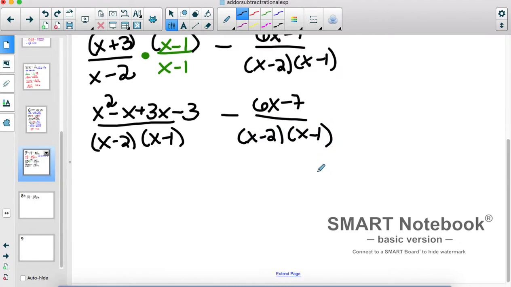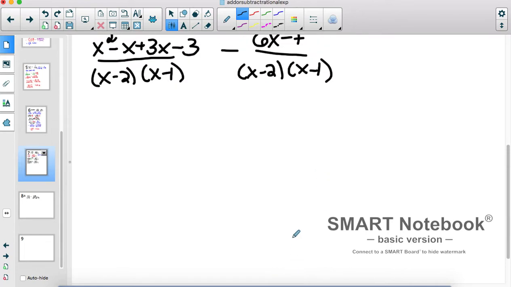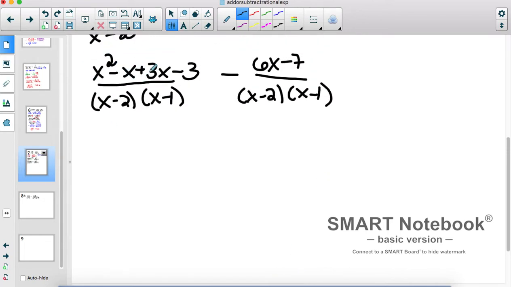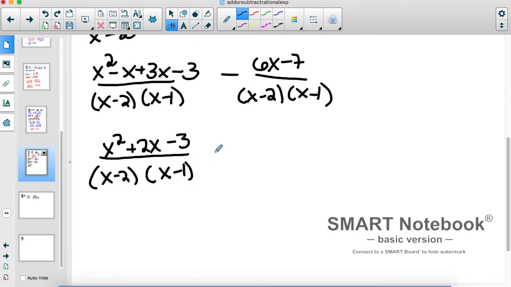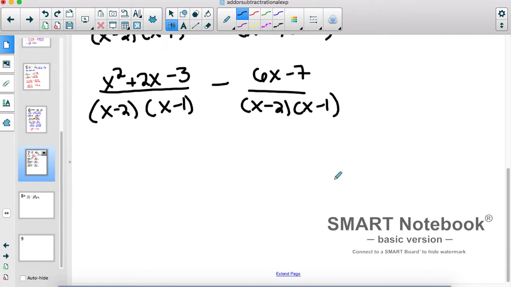All right, so let's see. This quadratic, let's combine like terms. So I'm going to have x squared, combine negative x plus 3x. That's 2x minus 3 over x minus 2, x minus 1, minus 6x minus 7 over x minus 2, x minus 1. Well, let's combine the fractions under one fraction.